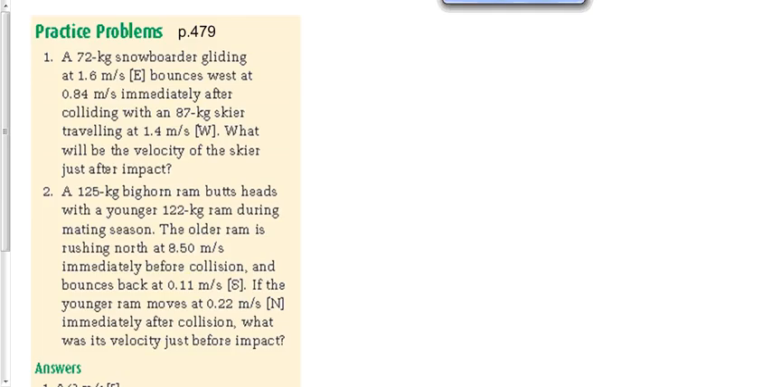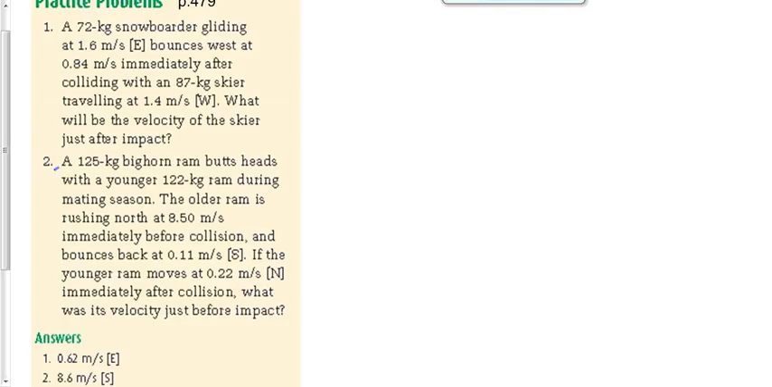Let's have a look at these questions on page 479, please. Okay, let's have a look at number 2 here. It says a 125 kilogram bighorn ram butts heads with a younger 122 kilogram ram during mating season. The older ram is rushing north at 8.5 immediately before the collision. Immediately before. Why do they tell us immediately before? We want to make sure.